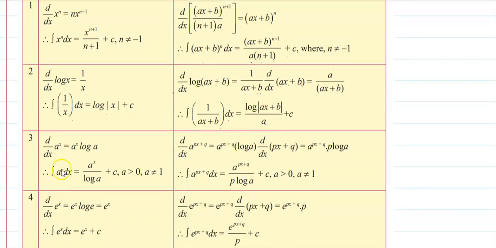Next, the derivative of a raised to x is a raised to x into log a. Then what about its integral? The integral of a raised to x is a raised to x upon log a. Then you might ask where this multiplier went. It is multiplied on this side, so when it comes to the other side, it gets divided. So we get 1 upon log of a, and hence the integral of a raised to x is a raised to x upon log of a.